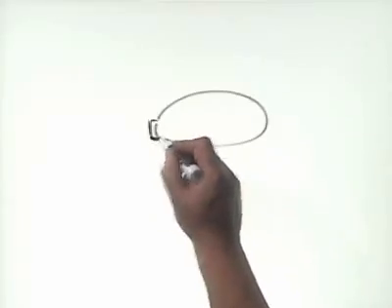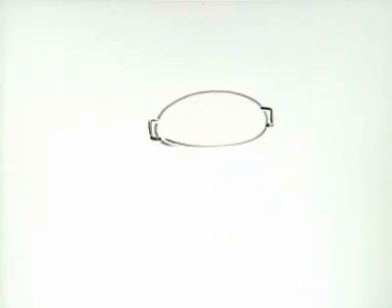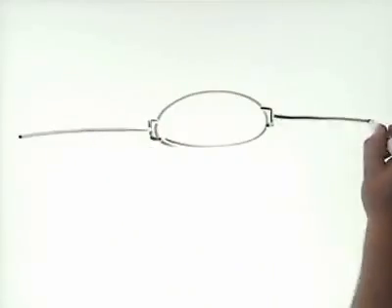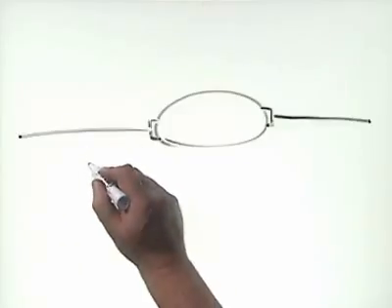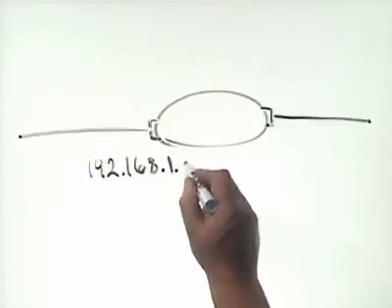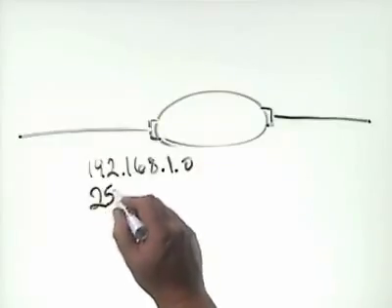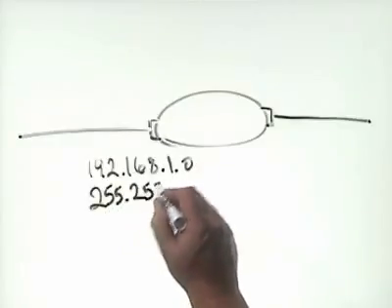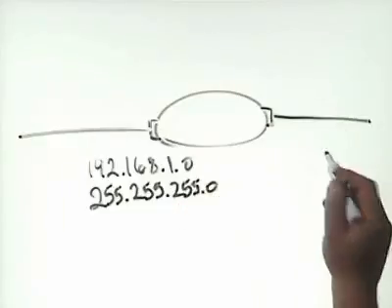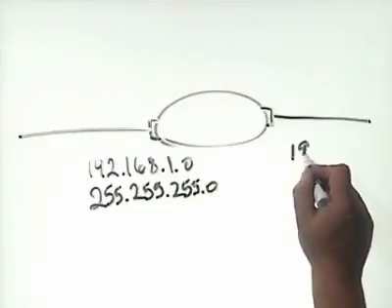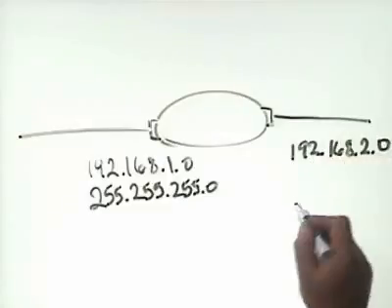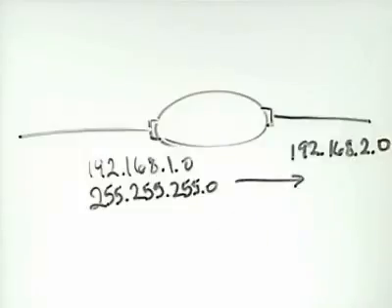A router is a device with two or more network interface cards. Each network interface card is connected to a separate subnet. For example, this subnet might use an address of 192.168.1.0 with a mask of 255.255.255.0, while this subnet uses an address of 192.168.2.0 with the same mask value.